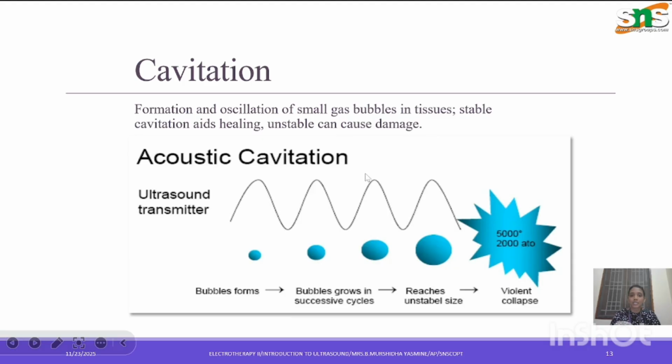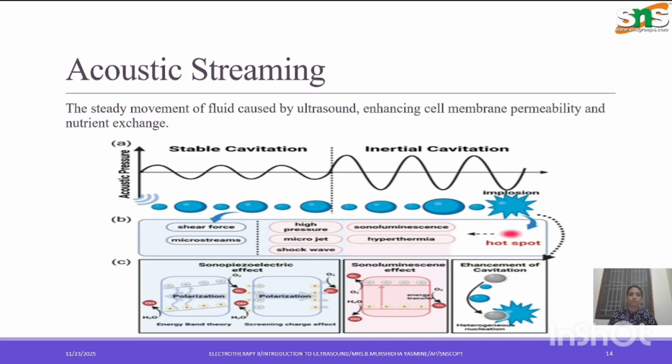You can see in this picture there is acoustic cavitation. The ultrasound transmitter will be here. Once the ultrasound is transmitted from the transducer, it travels like a wave and the bubble forms. The bubble grows in successive cycles, and once it reaches the unstable state, a violent collapse happens inside the tissue. So this can be a danger to the tissue.